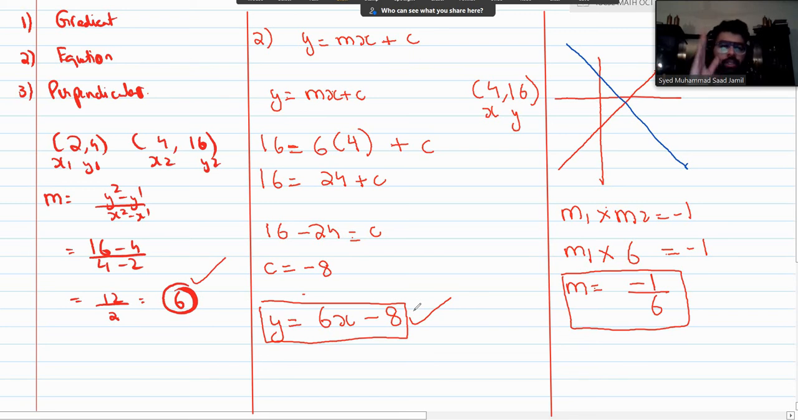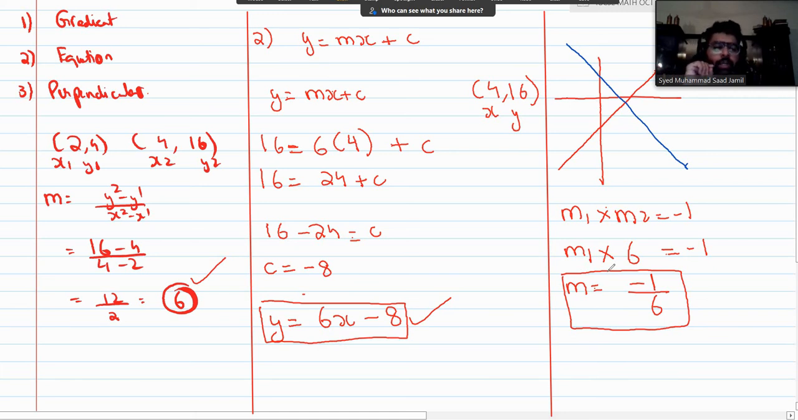It should be more steep, but that doesn't matter. So the gradient of the line was 6, and we wanted to find the gradient of the perpendicular line. We applied this formula, so we got the gradient of the perpendicular line, which is minus 1 upon 6. Any confusion so far? No. Alright, moving on to the second part.